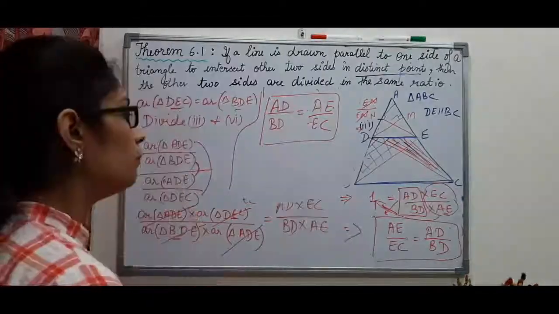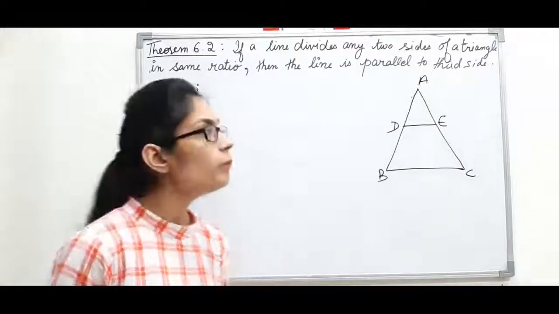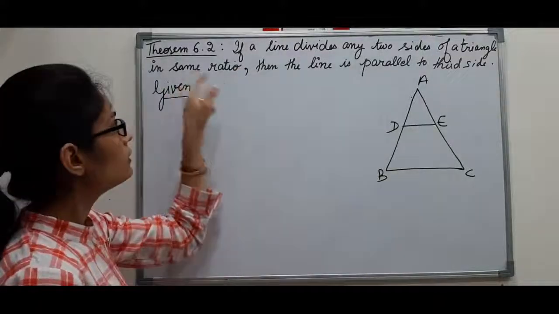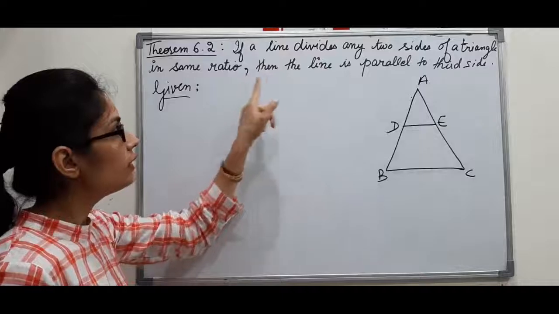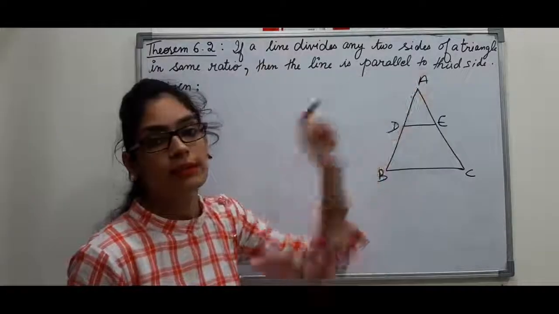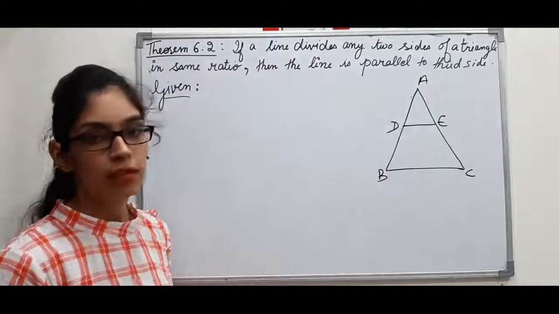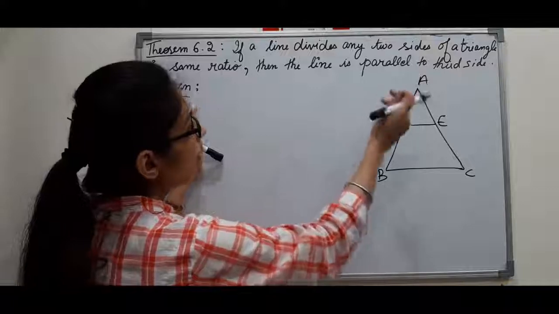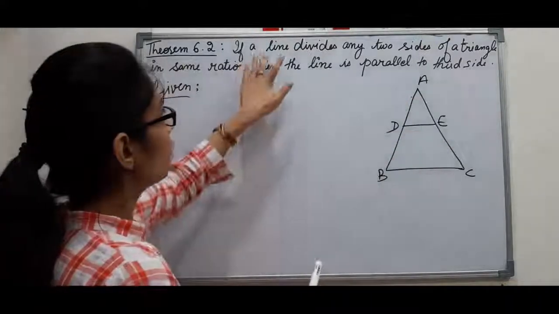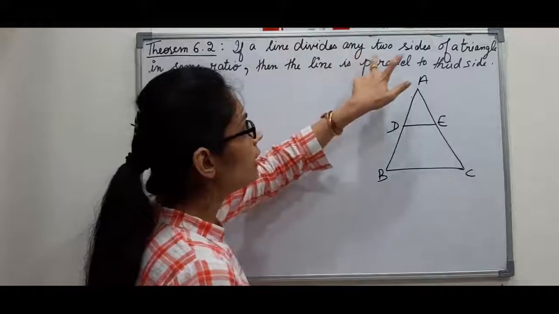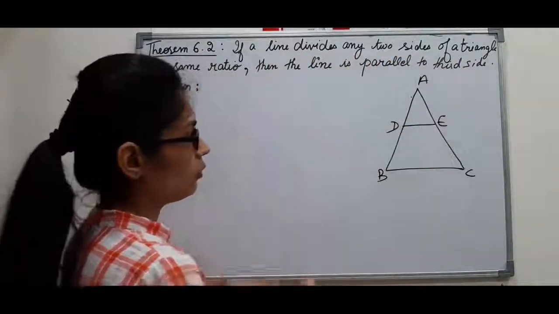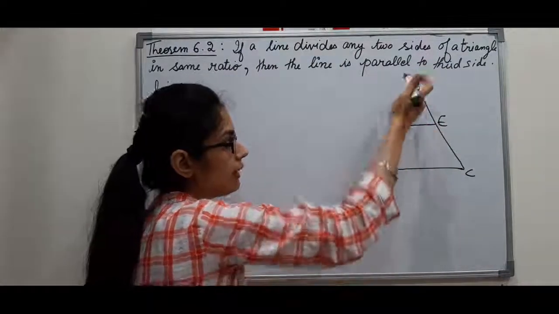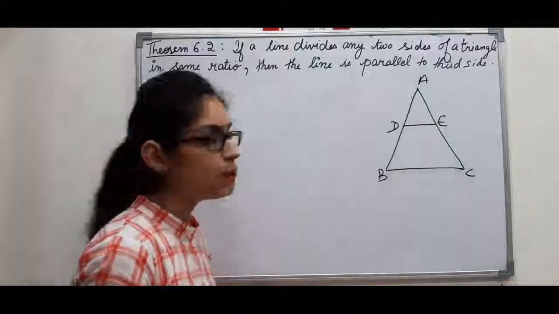Let's do theorem 6.2 now. It states that if a line divides any two sides of a triangle in the same ratio, so this thing is given to us, then the line is parallel to the third side. So let's write what is given to us and what we have to prove. Given is this line. It's written, if a line divides any two sides of a triangle in the same ratio. See, two sides of a triangle are AB and AC. So this line is dividing AB and AC in the same ratio.